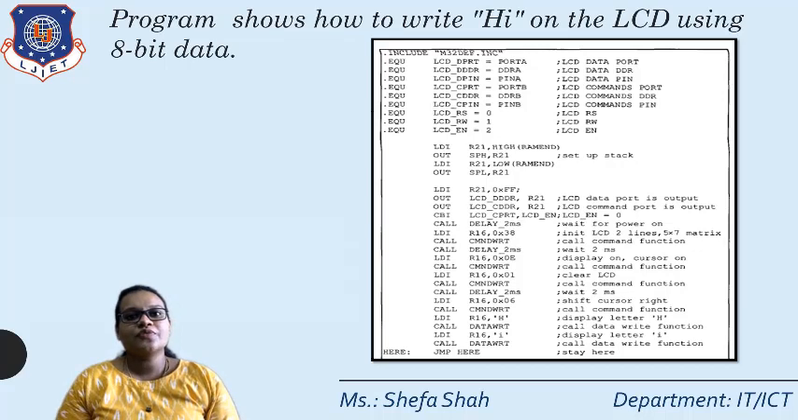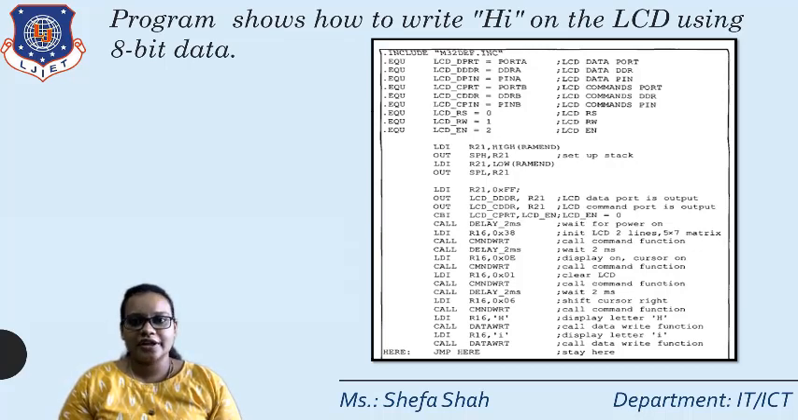Now, first, we need to generate the delays. Here we need to use the stack for storing the addresses, so the first step is to initialize the stack pointer. With the help of the LDI and OUT instructions, we initialize the stack pointer using LDI R21, high of the RAM end address, and we send this address to SPH. Similarly, we use the low byte and send it to SPL. So this is the initializing of the stack.